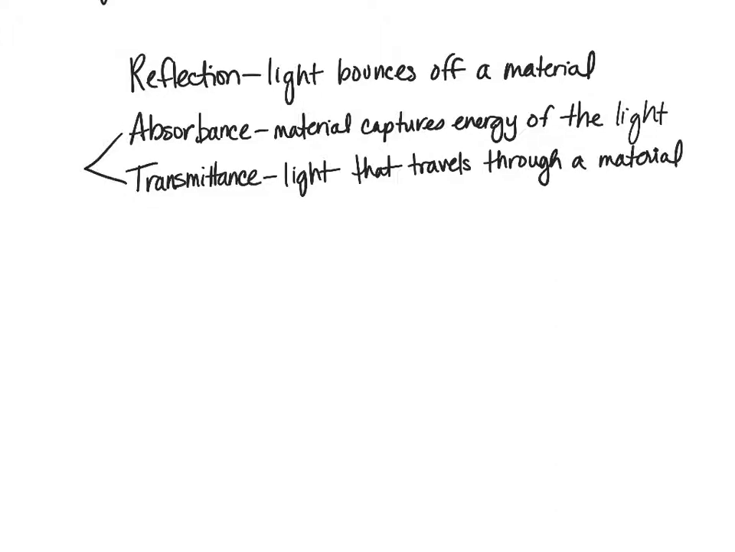So you can think of absorbance and transmittance as sort of opposite terms. As light is going toward an object, so if we're thinking in terms of microscopes and we have something on a slide and we shoot light through it, some of that light is going to be absorbed by the thing that's on the slide, and some of that is going to be transmitted through. So we transmit it through, meaning the light travels through that material.